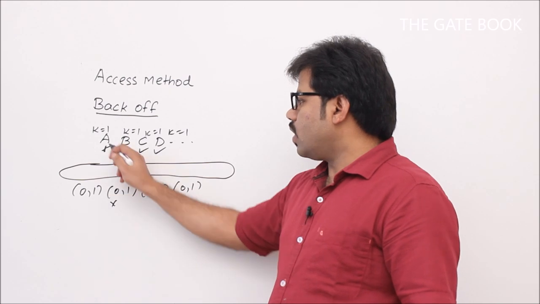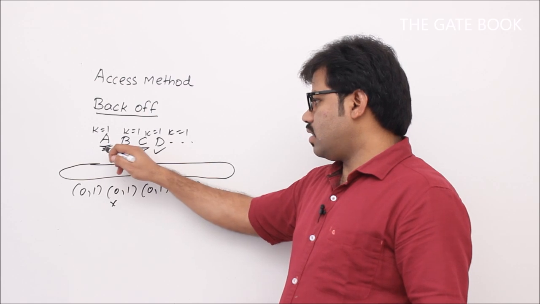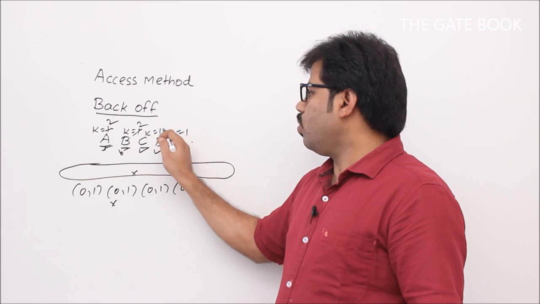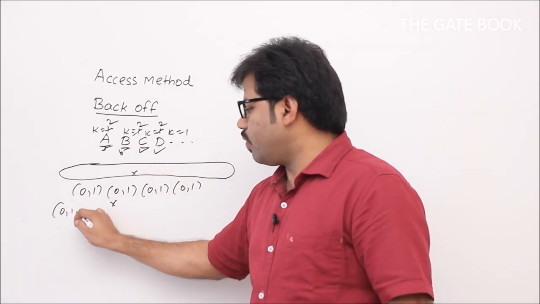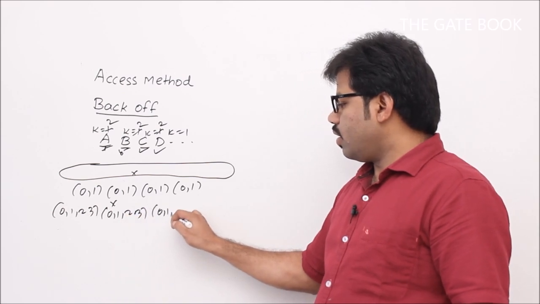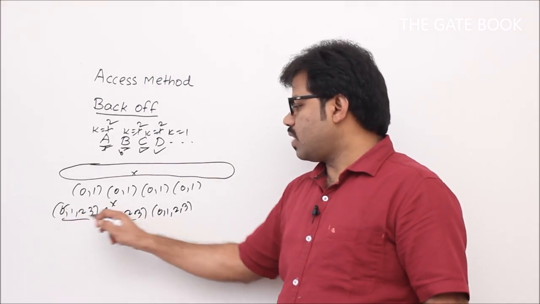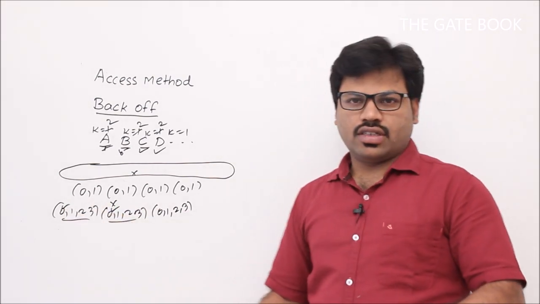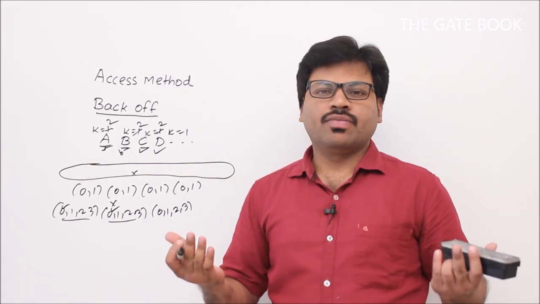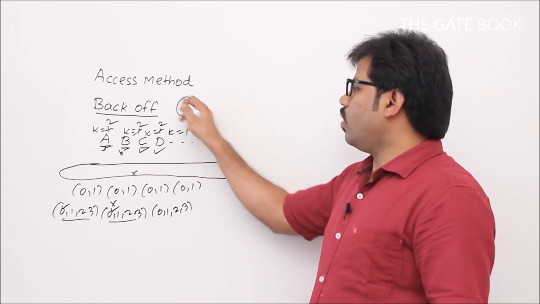Assume that this time the collision is between A, B, C. These three systems took the same number. Then the K value will become 2, 2, 2. This time they try to draw a number from 0, 1, 2, 3. Now what if two systems again draw the same number? There is a collision. So in a heavily loaded environment, what can happen is one station might always get a collision.